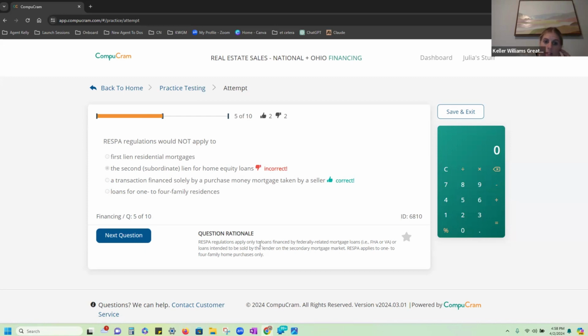Okay, so RESPA regulations apply only to loans financed by federally related mortgages. Example, FHA or VA, or loans intended to be sold by the lender on the secondary mortgage market. RESPA applies to 1 to 4 family home purchases only. Okay. So it does not apply to a transaction financed solely by a purchase money mortgage taken by a seller.